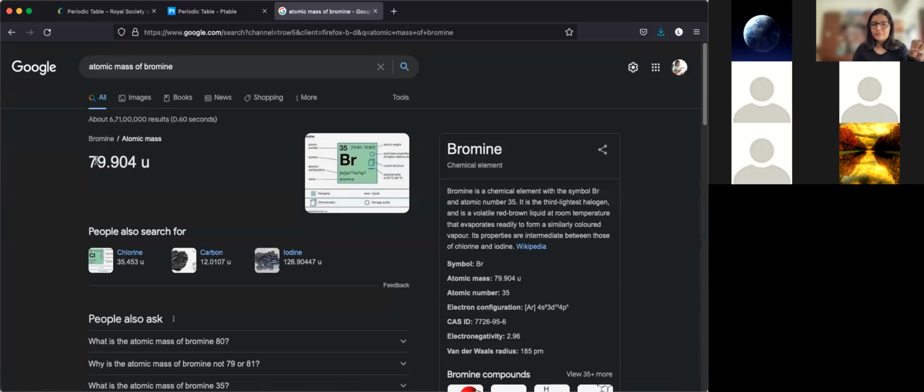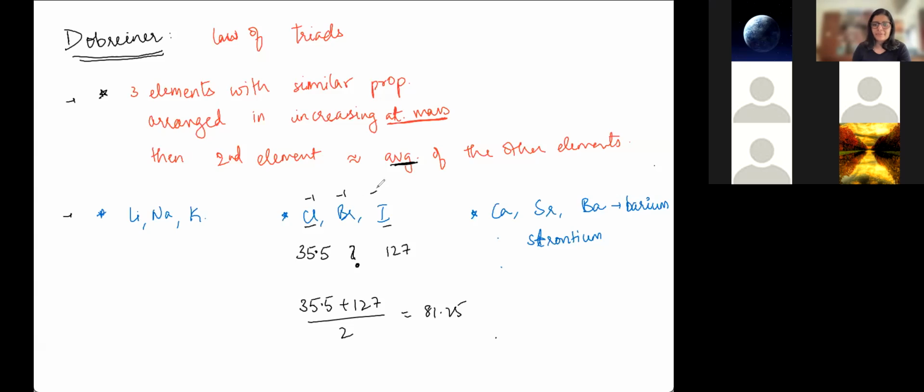So approximately equal here. Even if you get a question saying verify Dobereiner's law of triads, this is what you do. You take an example, you show that these elements have similar properties, like the valency here is -1, here the valency of all is +1. So they have similar physical and chemical properties, and then you take their atomic masses, show this calculation, and say, look, it is equal to the average of the other two elements. So that proves the law of triads.